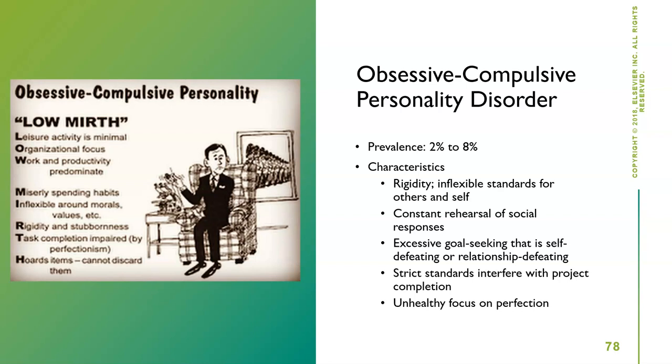However, in OCPD, it's more focused on that unhealthy perfectionism. In OCD, they realize that their rituals are not okay. I should not have to wash my hands 100 times. In OCPD, they push their standards onto other people. So if you have a parent with this disorder, they're going to push these perfection standards onto their spouse, onto their child. These are people you can't go on vacation with because they're going to have a plan.